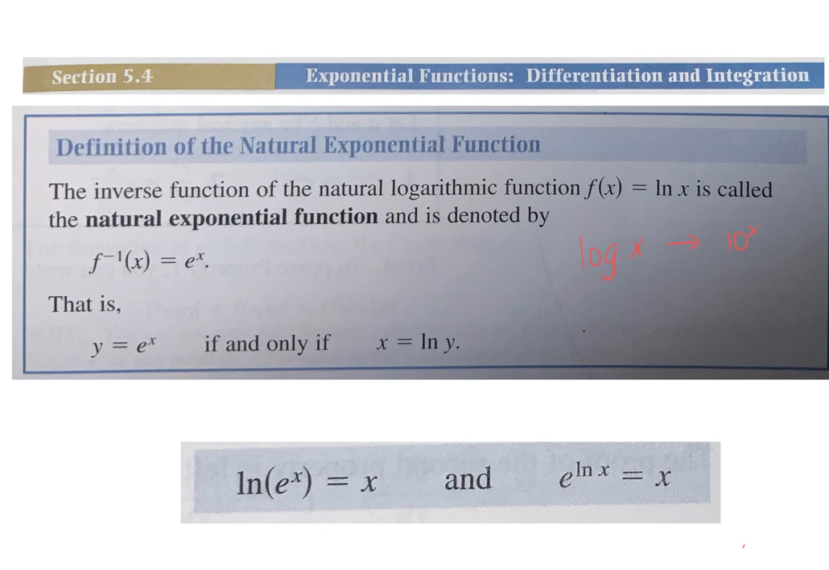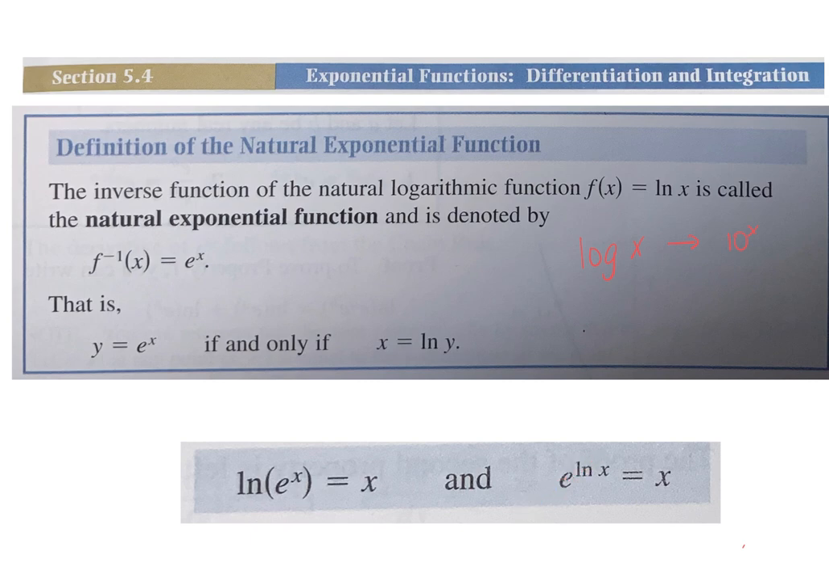So if I were to take the natural log of a base e, they cancel each other out, just like addition and subtraction cancel each other out. If I add 3 and subtract 3, I'm where I started, right? That's the same kind of concept for natural logs and base e. Whether you're taking the natural log of a base e or base e to the natural log, they're going to cancel each other out all the time.